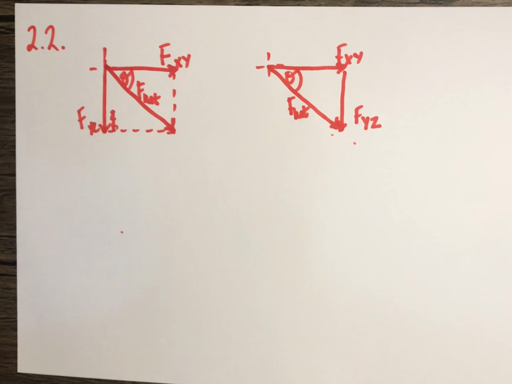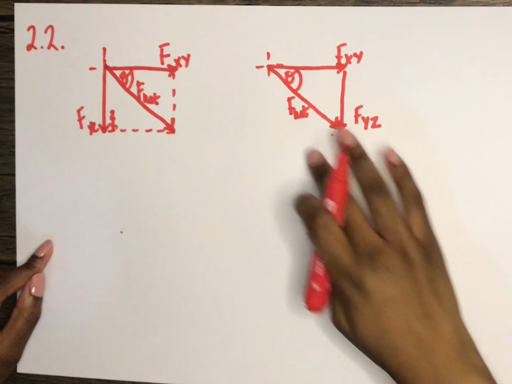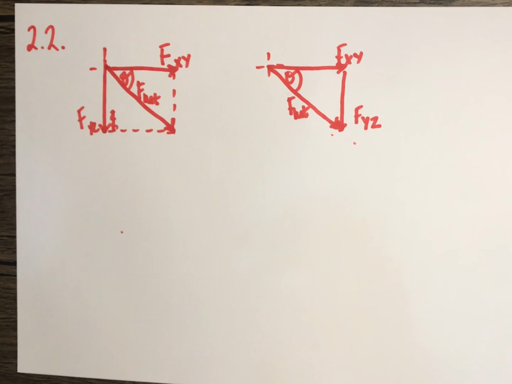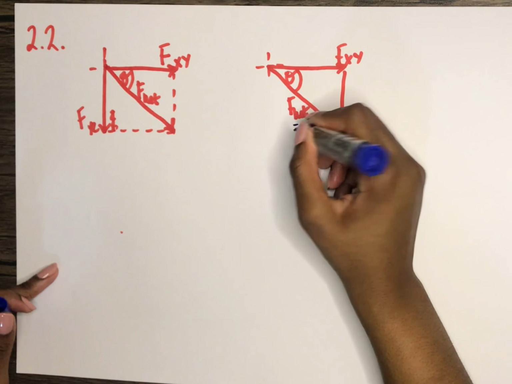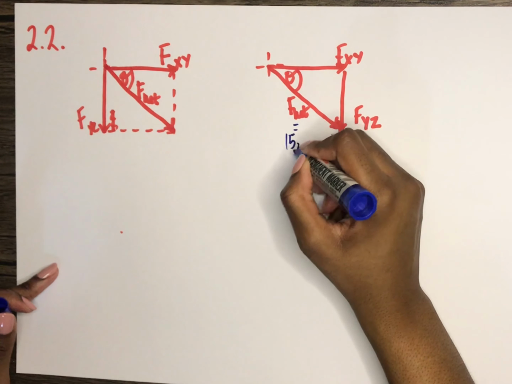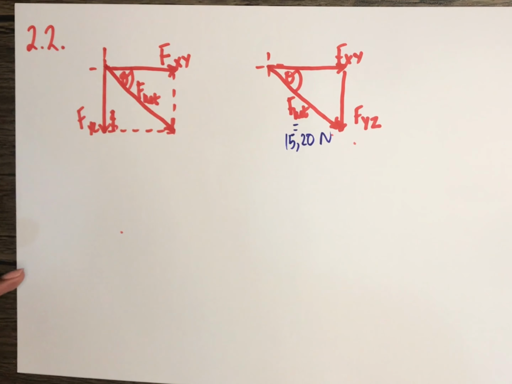So now the next question said the magnitude of the net electrostatic force experienced by charged sphere Y is 15.20 newtons. Calculate the charge on sphere Z, right? So now from here, they give you the magnitude of F net. They tell you F net is 15.20 newtons, right?